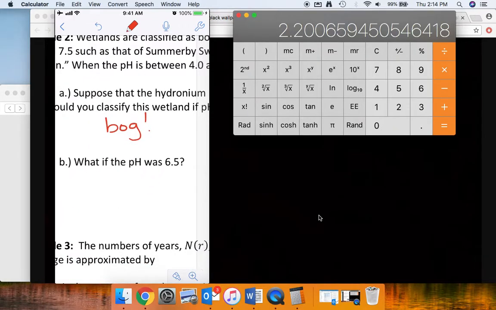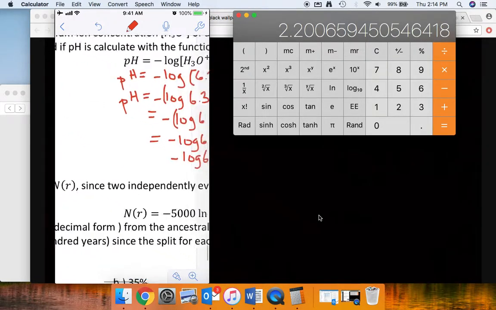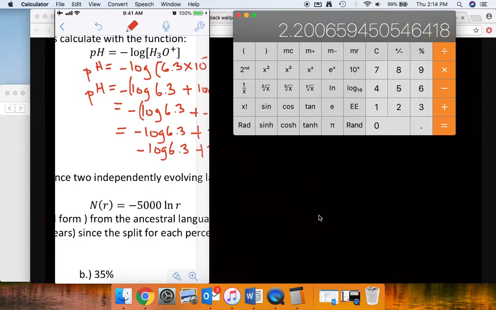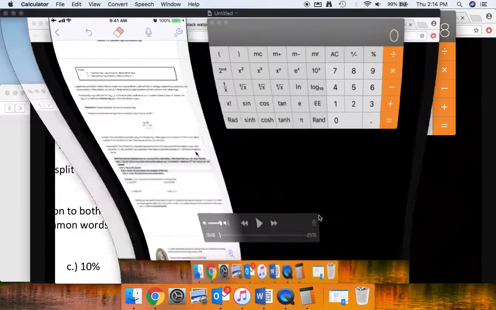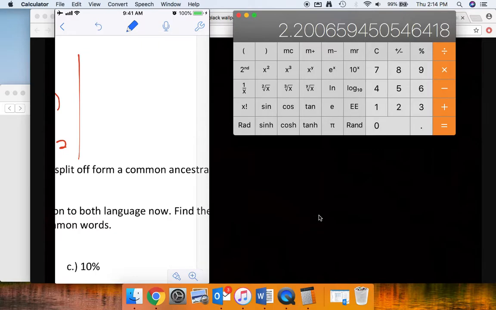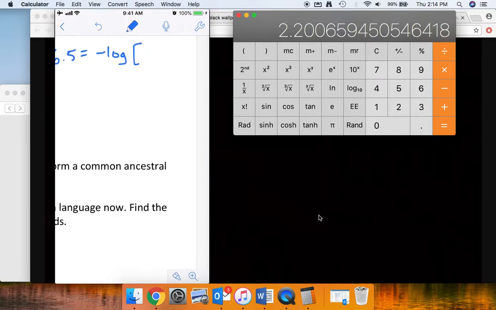Alright, B, what if the pH was 6.5? If the pH was 6.5, what would the concentration be? I think that's their question. I'm going to use this space over here and a different color to show that we are in a different problem. So, we have 6.5 on this side is equal to negative log of this element. But for our clarity's sake, we're just going to call it x. Okay, so log x.